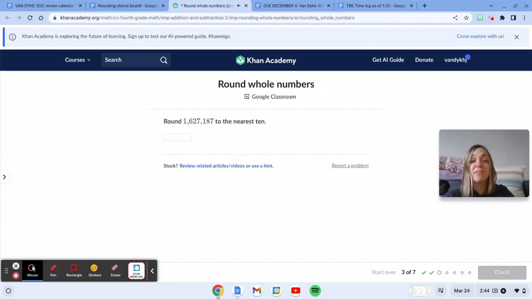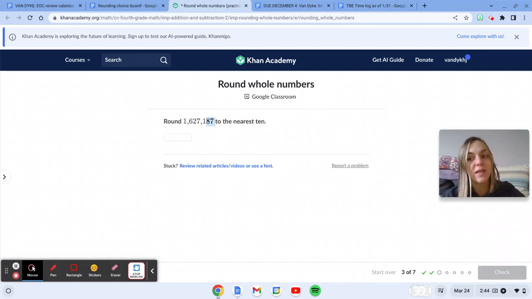Next, we have a very large number. 1,627,187. Big number. We don't need to know how to read that in order to solve the problem. It's asking us to round this to the nearest 10. So I'm just focusing on the 8 and seeing if that 7 is going to bump it up to a 9 or stay an 8.